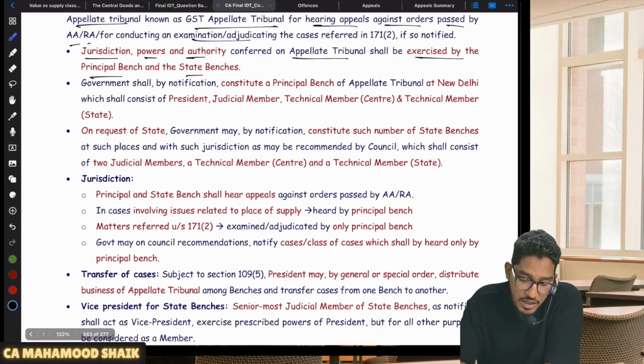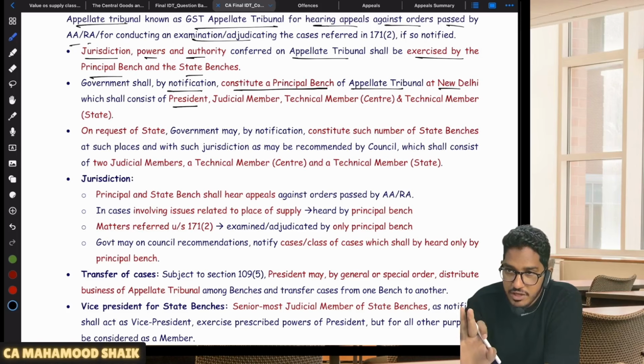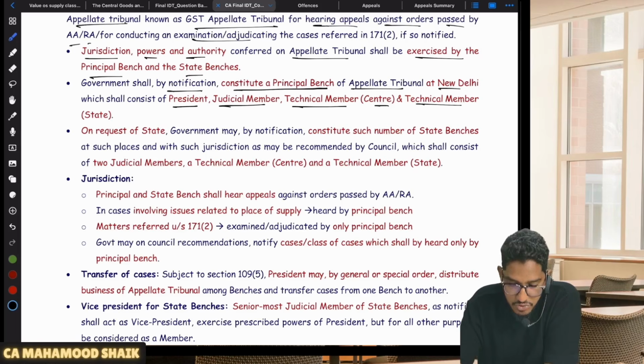and state bench. The government shall by notification constitute a principal bench of the appellate tribunal at New Delhi. The principal bench will be sitting at New Delhi, and shall consist of a president, not the president of India. For this principal bench they will nominate one president, and there will be a judicial member, a technical member from the center, and a technical member from the state. Minimum 4 people should be there: president, judicial member, technical member from center, technical member from state.